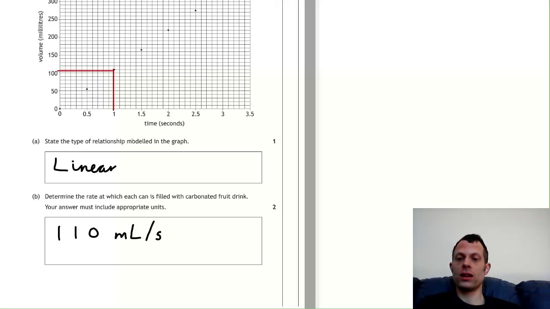110 milliliters per second. If that graph did not go through 0 at volume, so if the can started with some liquid in the can, you would work out the gradient of the line, which is vertical change divided by horizontal change.